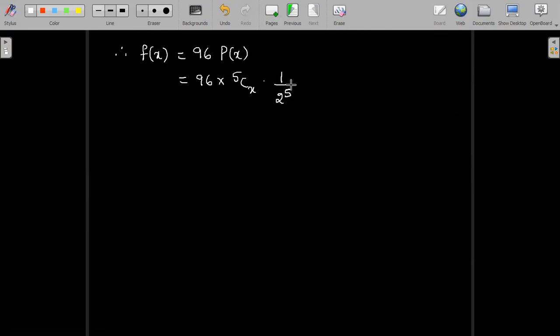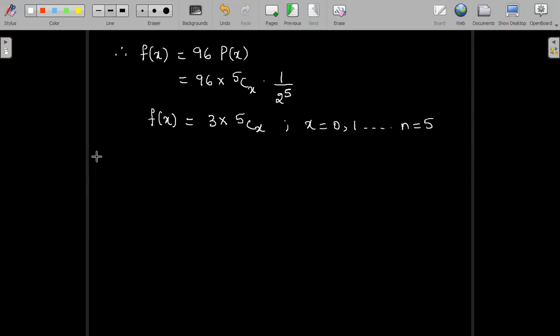So simplifying 1 by 2 power 5 into 96, we can write it down. It is 3, no? So f of x is equal to 3 into 5Cx. A simplified expression for f of x, which will help us to find out the expected frequencies. Here, x takes the value from 0 to n, and n is equal to 5. We have 5 dice thrown 96 times. With this expression, we can find out f of 0, 1, 2, 3, etc. And that gives the expected frequencies in all the cases.